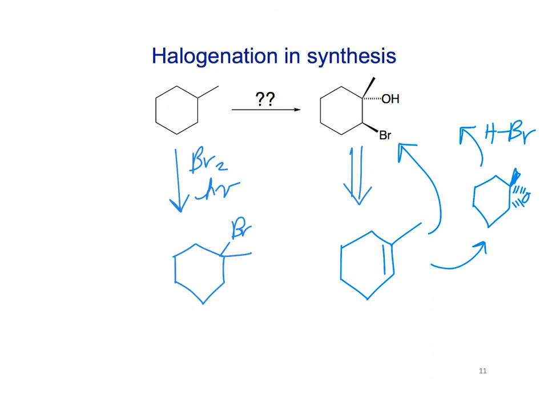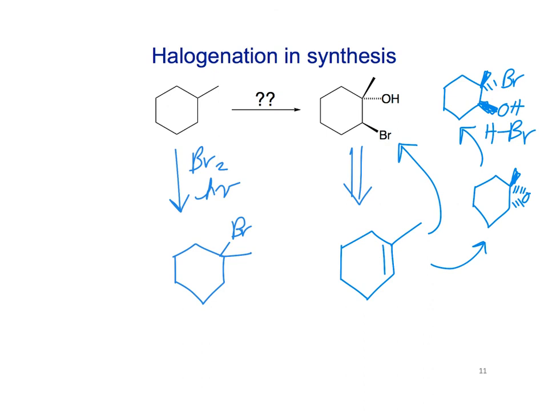Which side does the bromine go to? Goes to the more substituted side. Okay, under acidic conditions, always goes to the more substituted side. So we get a related compound, but we have those groups on the wrong positions.